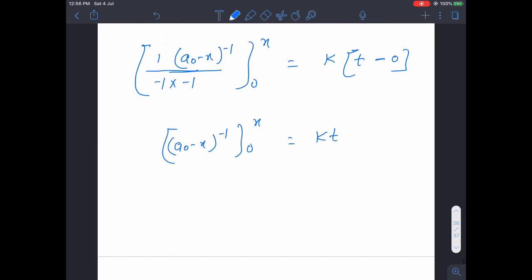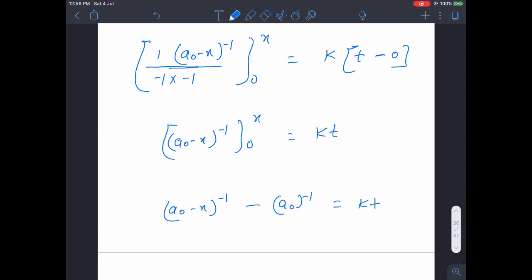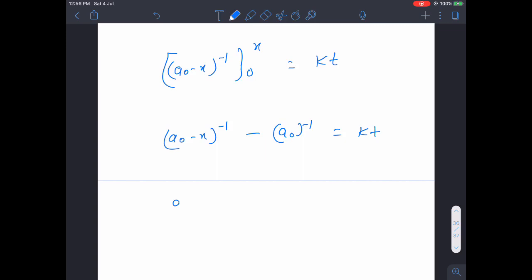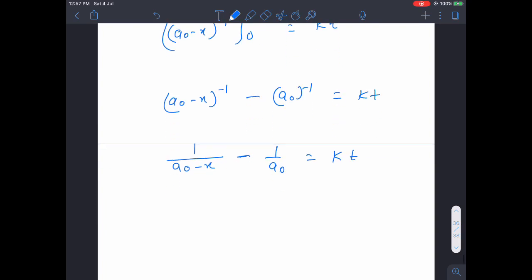Now let's take the limit on the left side. So it will be [A0 minus x] to the power minus 1 minus, substitute the value 0, then it will be simply A0 to the power minus 1, that is equal to kt. Now let us simplify this. We will get 1 upon [A0 minus x] minus 1 upon A0, and that is equal to kt.